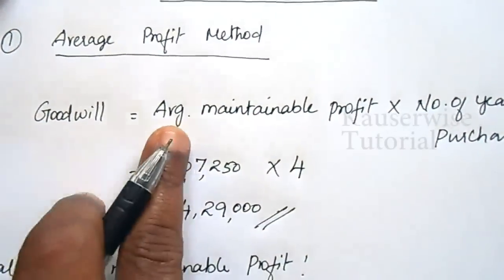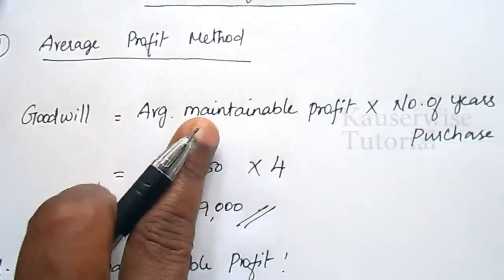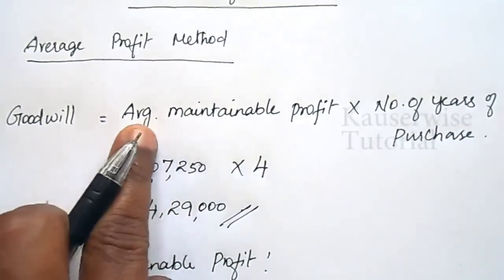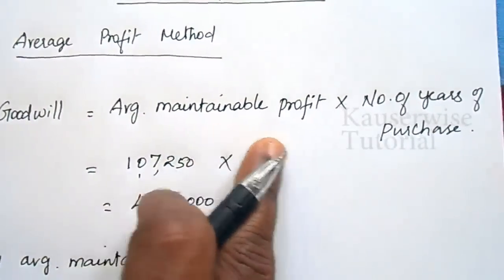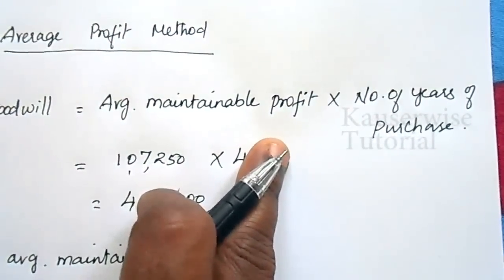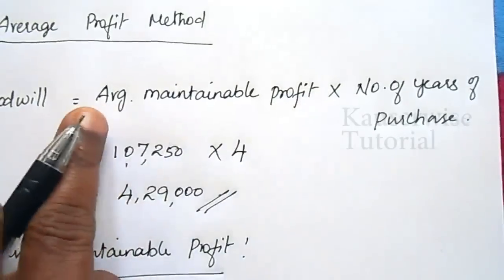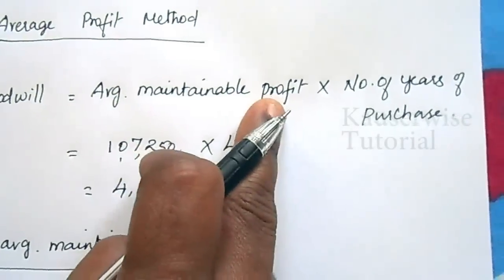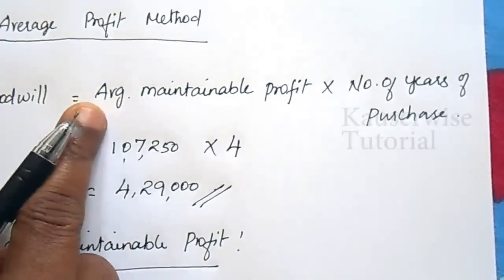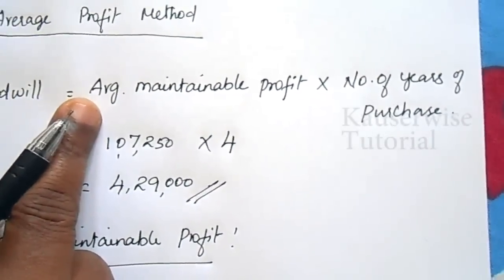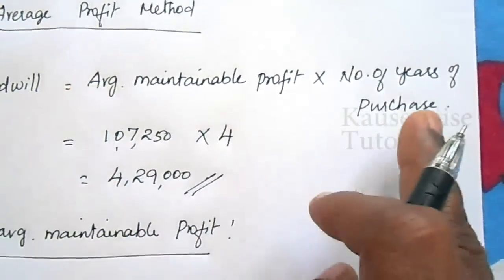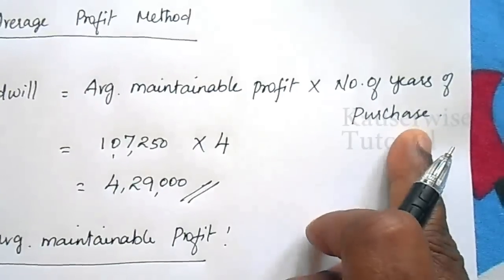The formula is average maintainable profit. If there is any adjustment, we need to find average maintainable profit. If nothing is given regarding non-recurring income or non-recurring expenses, directly you can find simple average profit. That is, you can easily find the average by adding all the profit divided by number of years. Then you can multiply with the number of years of purchase.